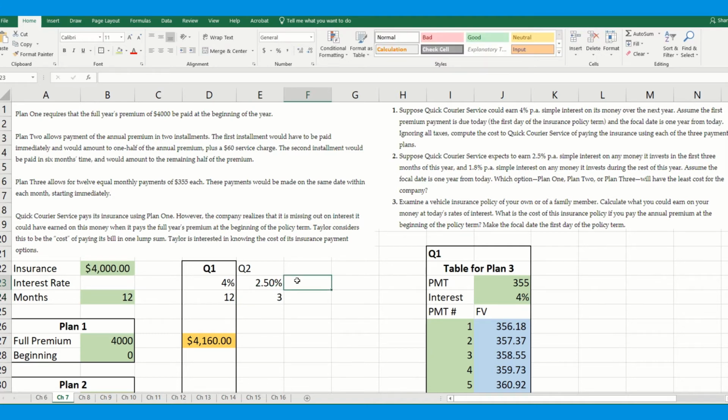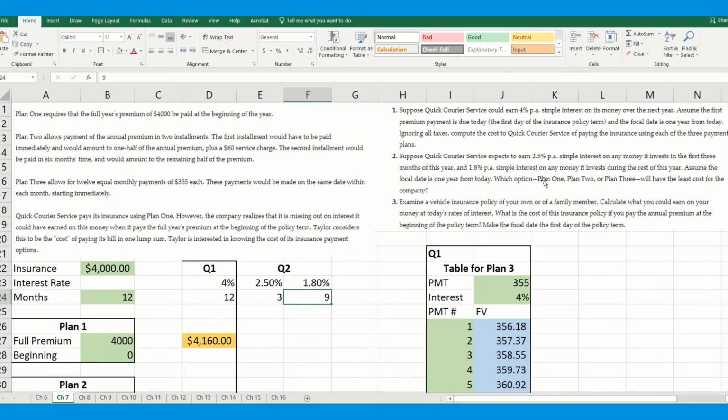1.8% on any money it invests during the rest of the year. So 1.8%. And for the rest, so that would be for 9 months, hey? So I'll just fill this one across so that we have our merge and center, and I'll bold it. So because we have two interest rates, I wanted to separate them out. So we got 2.5 for the first 3 months and then 1.8 for the next 9 months.